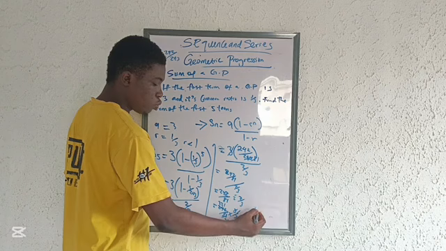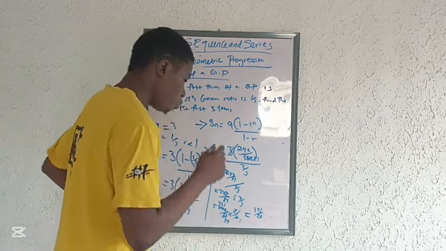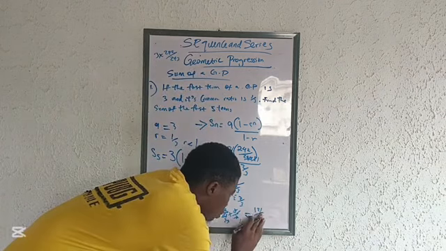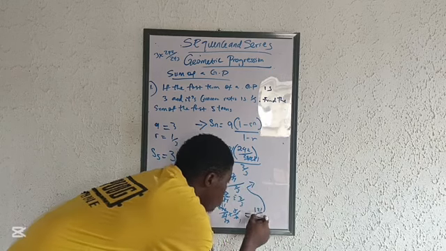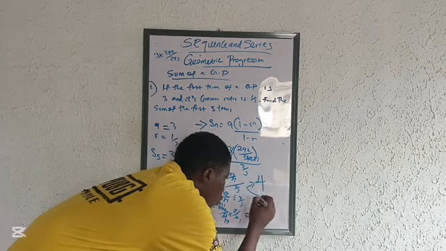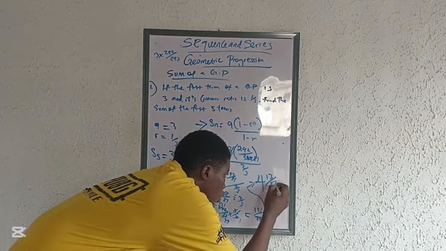So our answer is what? 121 over 27. If you want to leave it in mixed fraction, because this is improper, don't leave it like that. In mixed fraction, we are going to have 4 whole number, yes, 13 over 27.